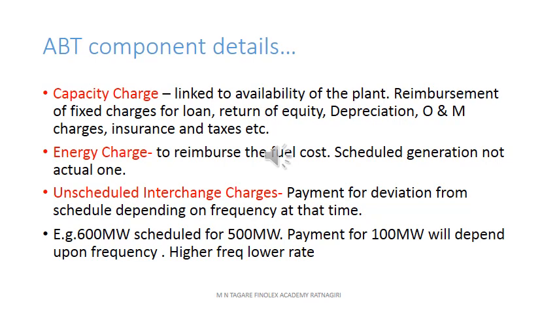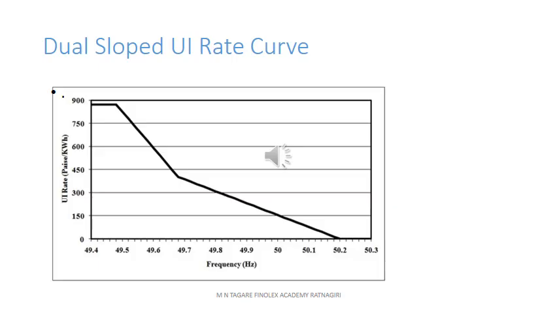Now let us discuss the exact chart, how the penalty works, and then you will exactly understand this. Okay, so let us see the next slide wherein that chart is given. Now this is a dual sloped UI rate curve. On the x-axis there is frequency, and on the y-axis it is the UI rate, the rate written per kWh.